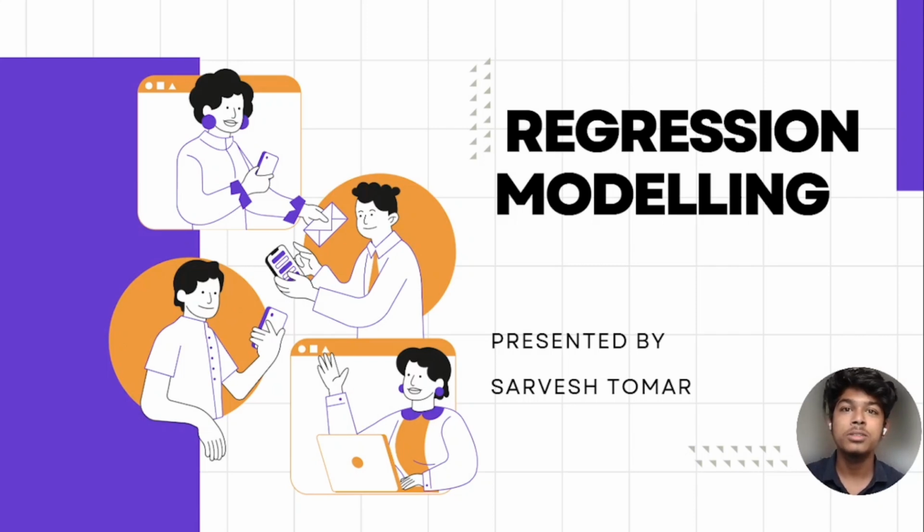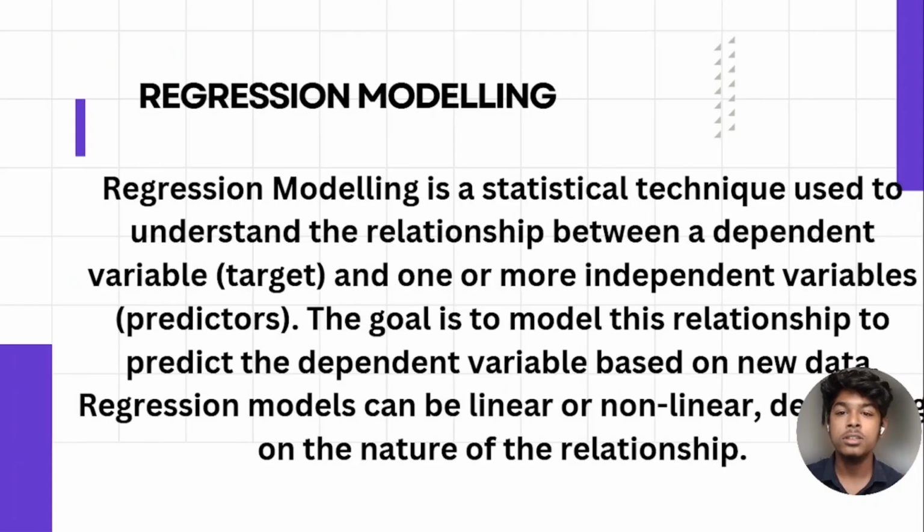Today we are going to discuss what is regression modeling. Now, what is regression modeling? Regression modeling is a statistical technique used to understand the relation between a dependent variable or predicted variable and independent variables. The goal of this model is to predict the relationship of the dependent variable based on new data, and a regression model can be linear, non-linear, or polynomial based on the nature of the relationship.